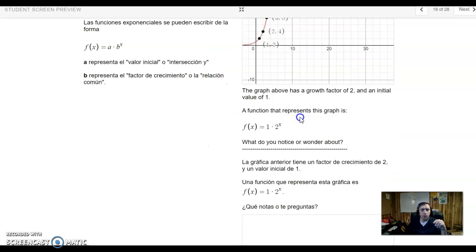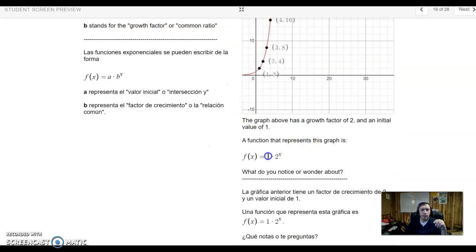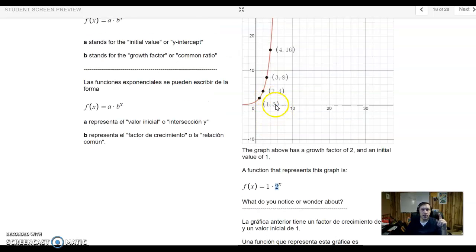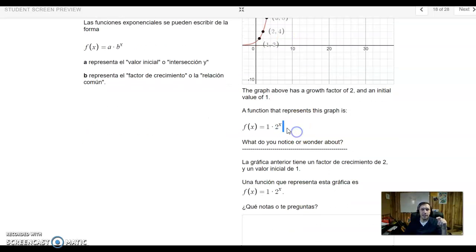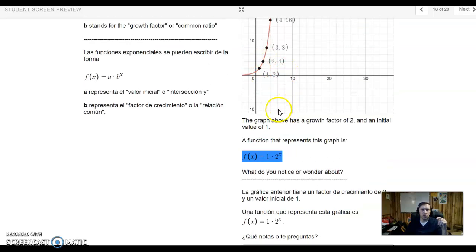And so I wrote that function for you right here. The initial value is 1, right? 0, 1, so my initial value is 1. And then my growth factor, it's going up by 2, right? 2 times 2 is 4. 4 times 2 is 8. 8 times 2 is 16. And so this is the exponential function for this graph.